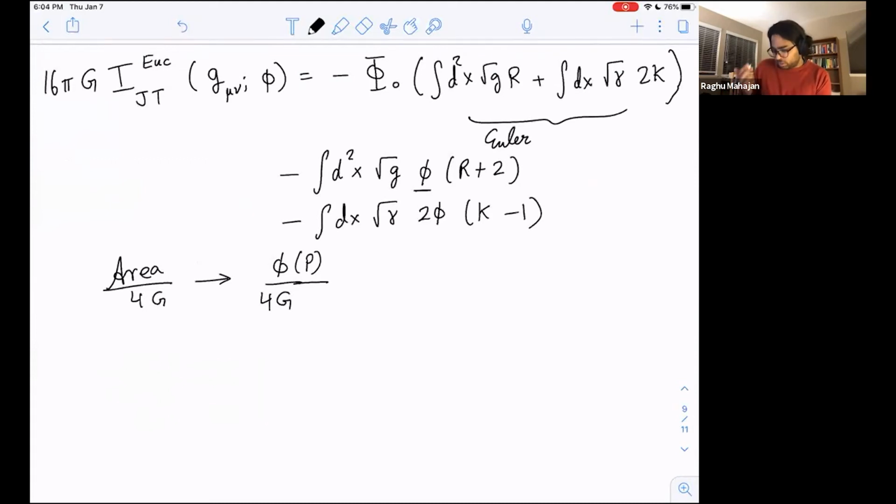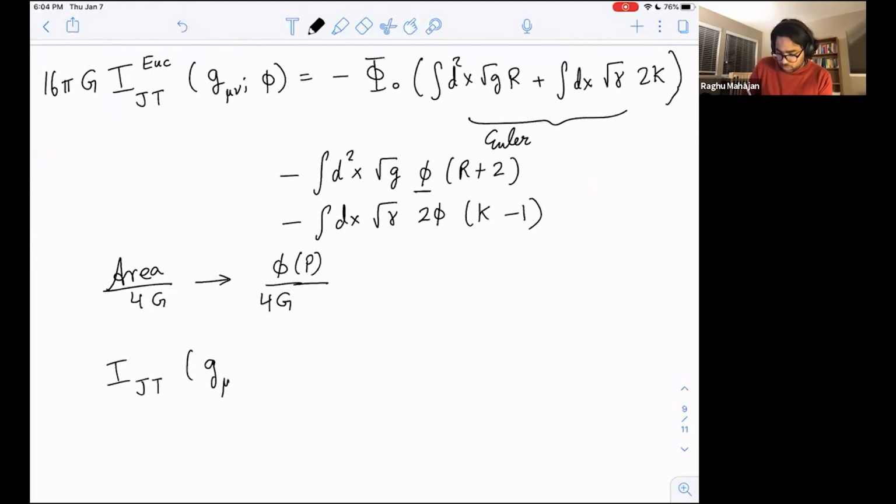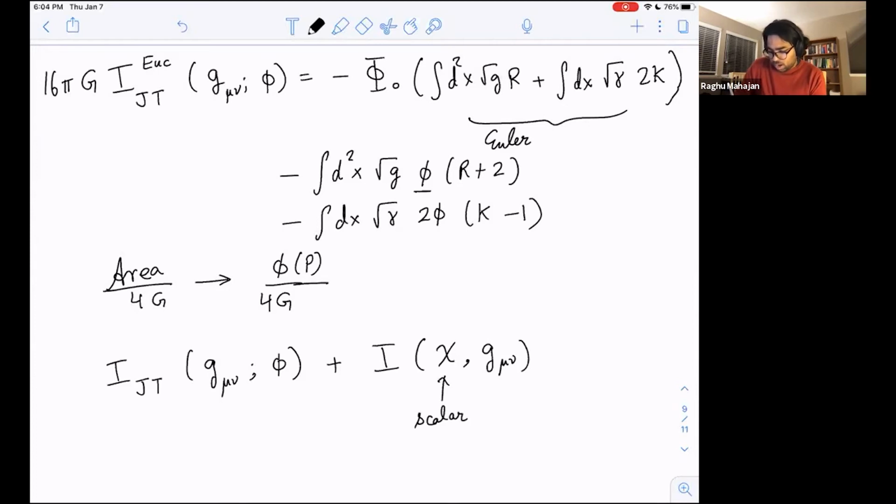And since someone asked what is matter, matter means the following. Our theory would be I_JT of g_mu_nu and phi plus I of some chi and g_mu_nu. So chi is just some scalar field. And it couples to the metric. This is maybe some free scalar field action or free fermion, whatever you want. But I will take it to be a CFT with central charge c. So this is the matter. This is the definition of the theory. This we call the gravity sector, and this we call the matter sector. Does that answer the question?